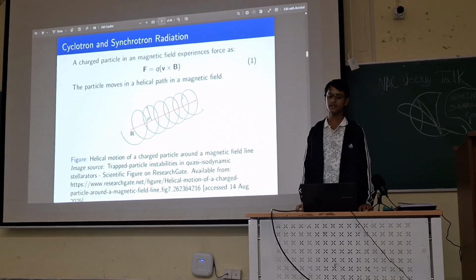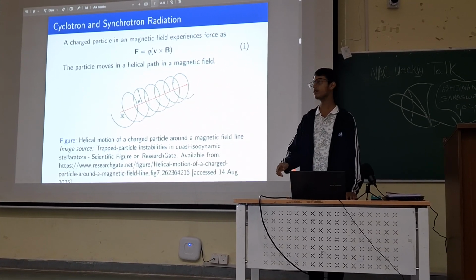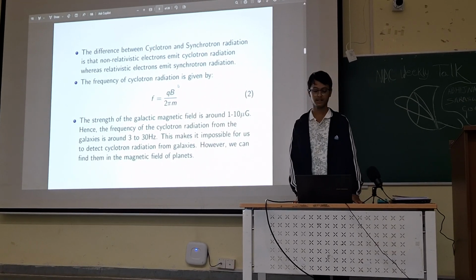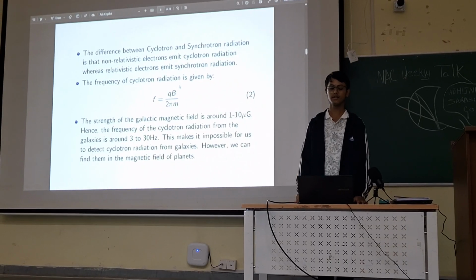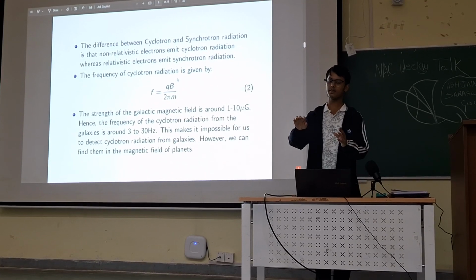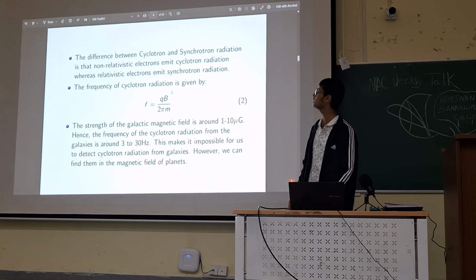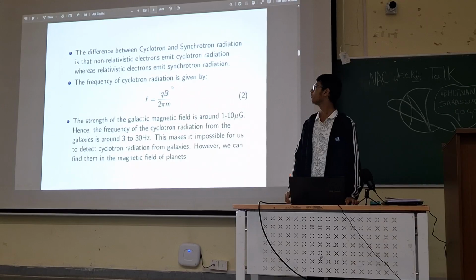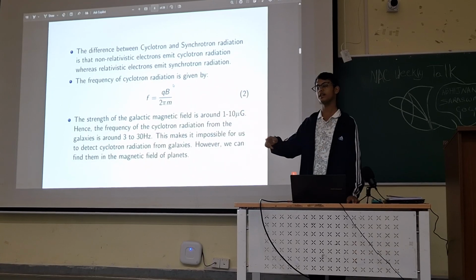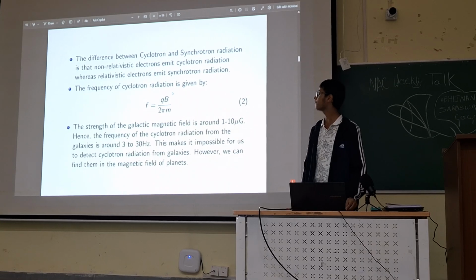So this energy that it radiates may be cyclotron radiation or synchrotron radiation, depending on the velocity of the particle. The main difference is that non-relativistic electrons, whose velocity is not comparable to the speed of light, so they are very, very slow, emit cyclotron radiation. Whereas relativistic electrons, charged particles moving at approximately the velocity of light, emit synchrotron radiation.